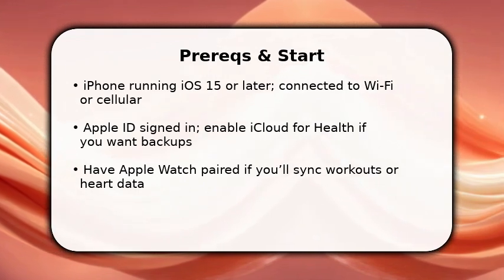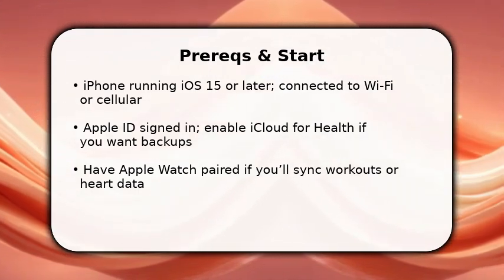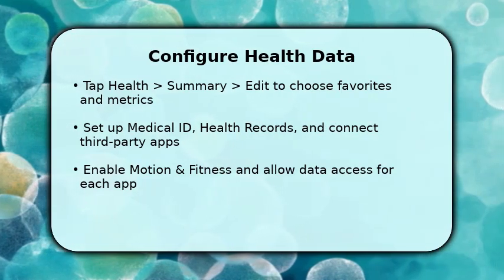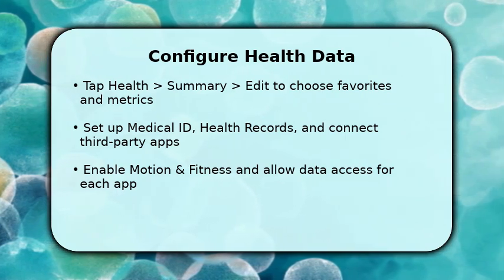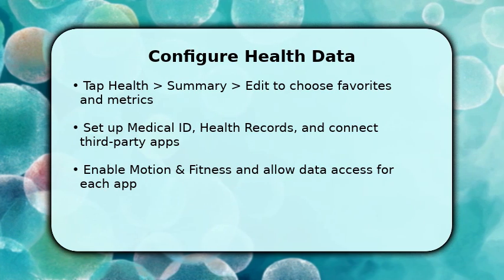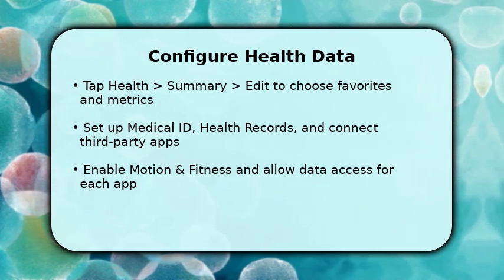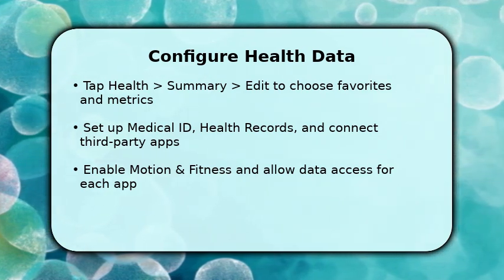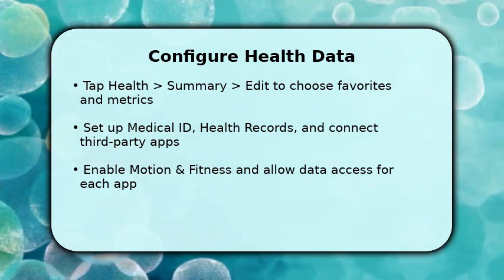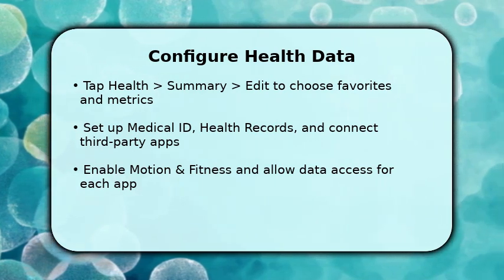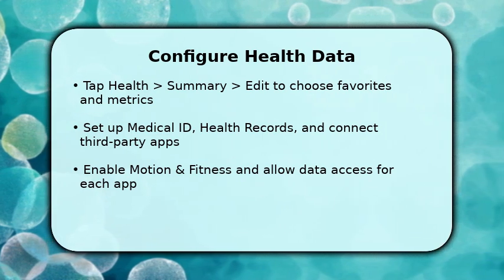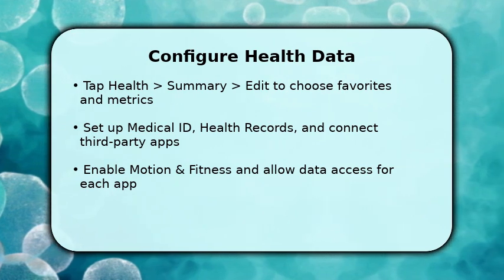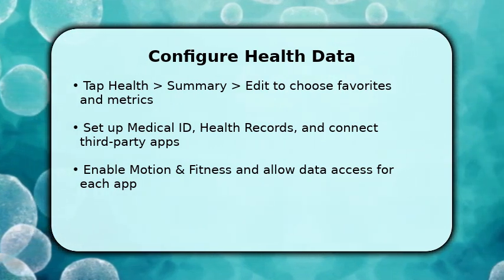heart metrics automatically. Now configure the actual data sources and priorities so you collect useful metrics. Tap Summary and edit favorites to surface steps, sleep, or heart rate. This affects what you see daily. Next, set up Medical ID for emergency access and link health records if your provider supports it, because clinical data enriches insights. Finally, go to Privacy, Motion and Fitness and grant each app access as needed, making sure the Health app can read and write the correct categories.